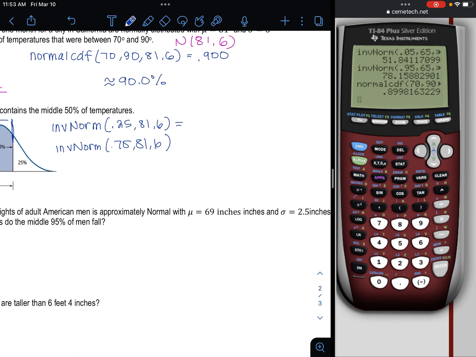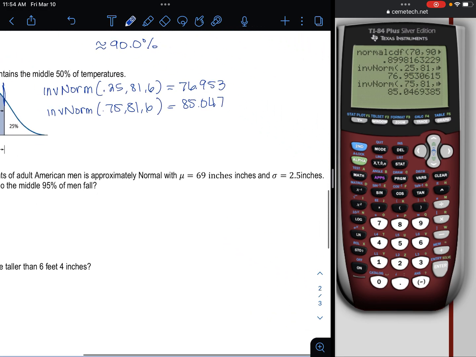So I'm going to put both of those in my calculator. Second vars, option number 3, inverse norm, 0.25, 81, 6, paste, enter, and I got 76.953. The next one, second vars, option number 3, inverse norm. Change that to 0.75. Paste again, hit enter, and I get 85.047. So once again, this is temperatures. So in between these two temperatures, I'm going to put degrees on them.